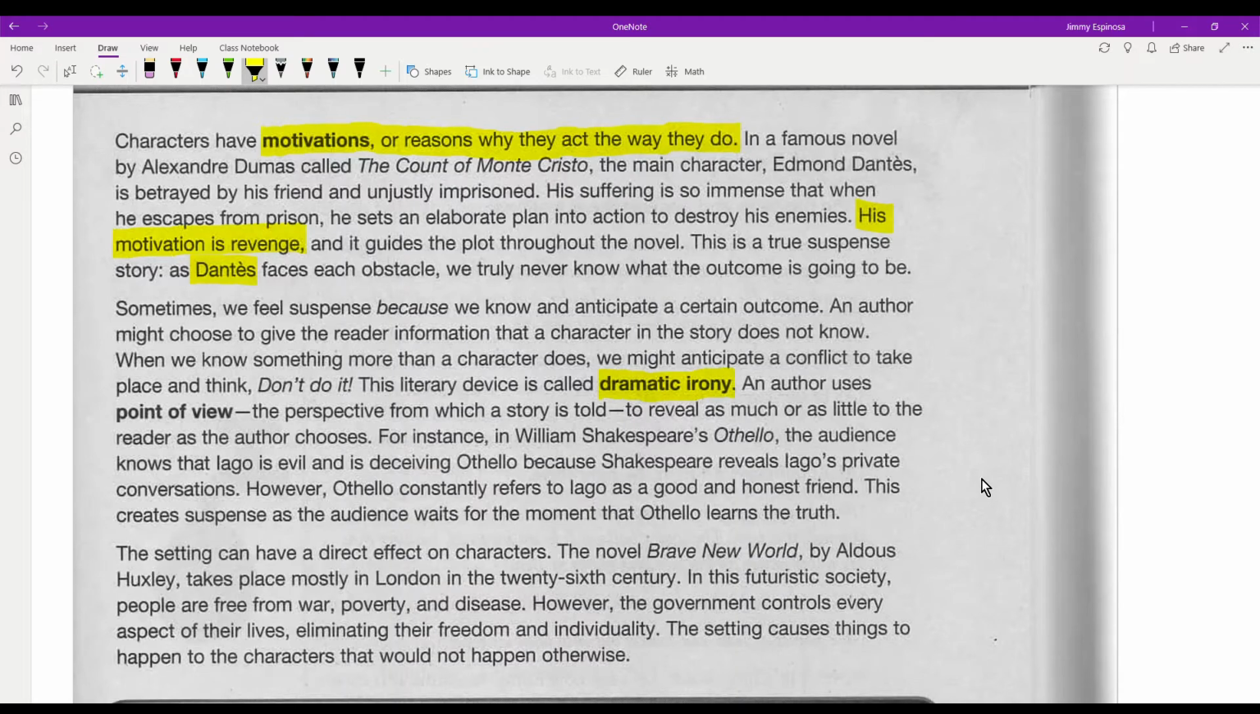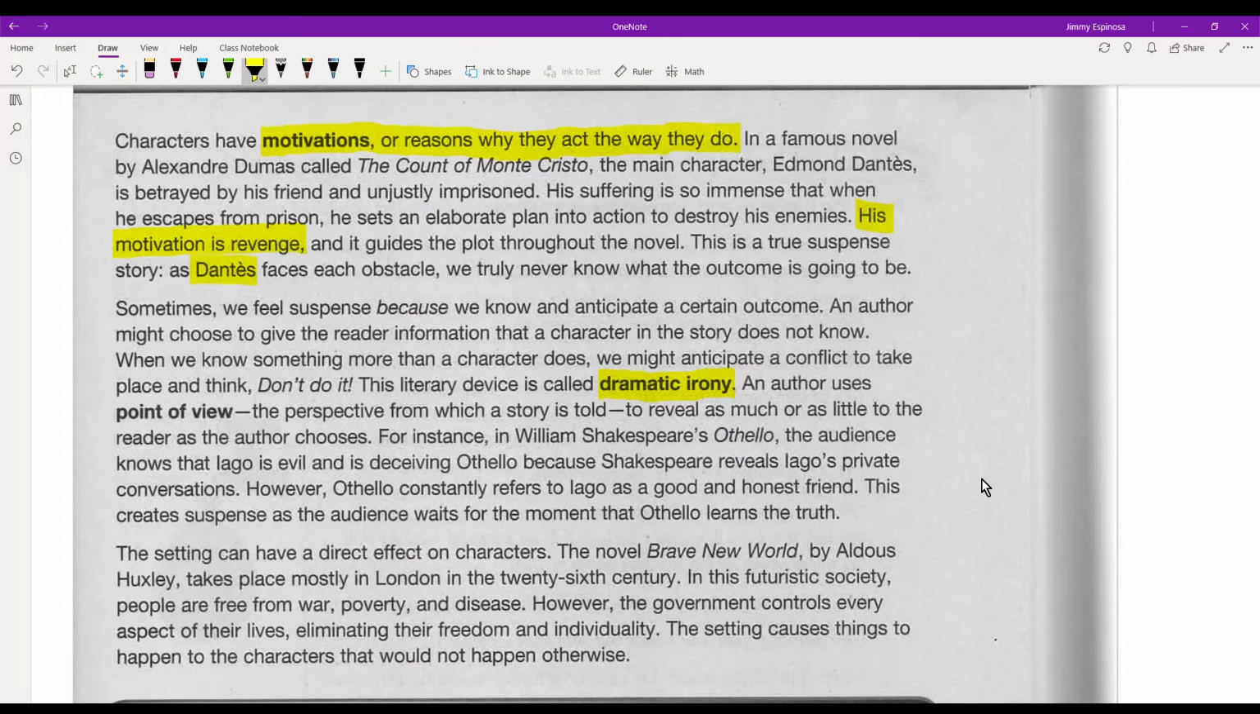An author uses point of view, the perspective from which a story is told, to reveal as much or as little to the reader as the author chooses. For instance, in William Shakespeare's Othello, the audience knows that Iago is evil and is deceiving Othello because Shakespeare reveals Iago's private conversations.